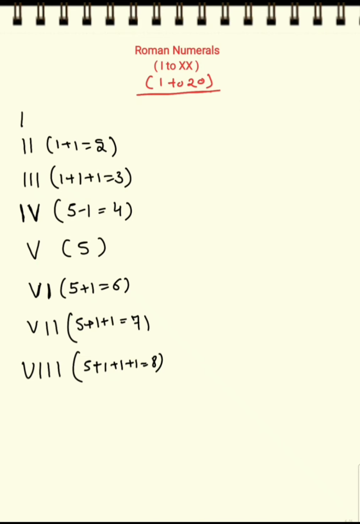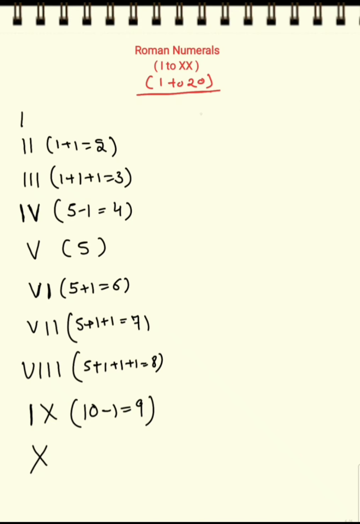And again for writing 9, first I will write 10. We know 10 is equal to this. So for writing 9, I will write 10 and then I will subtract I from this 10. So I write I this side. So it will become 10 minus 1, which is equal to 9. Okay. Next we have 11.